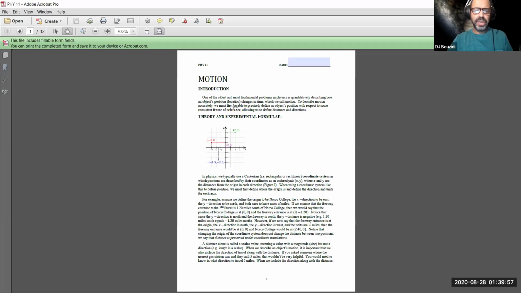Then it goes into the theory, basically. You have a Cartesian coordinate system. You have examples in here of points. If this were east-west, how we describe them, and this is south-north, and so on and so forth. So we're using the Cartesian coordinate system to present points in space. And I assume that you guys are familiar with it. Yes or no? Are you familiar with the Cartesian coordinate system?